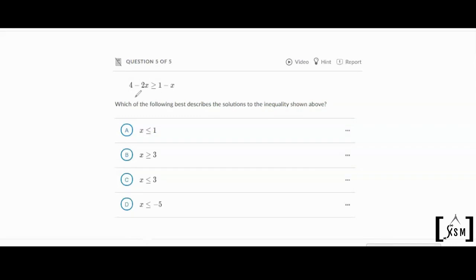Solving the last question, question number 5 for this section. We have to solve the inequality. Bring minus x to the left side and bring 4 to the right side. So negative 2x and minus x will come to the left side, will become plus x is greater than equal to 1 minus 4. Now minus 2x plus x will be negative x is greater than equal to 1 minus 4 is negative 3.